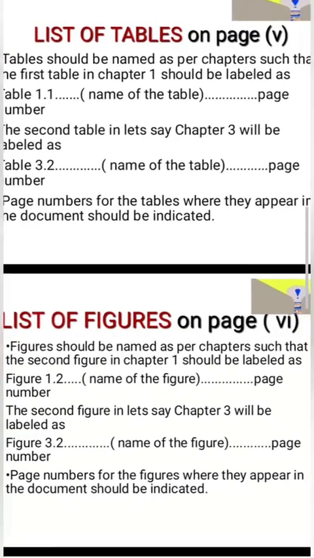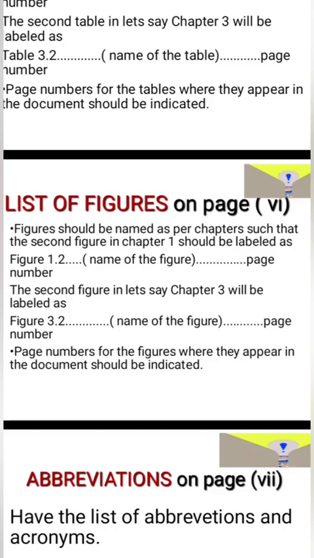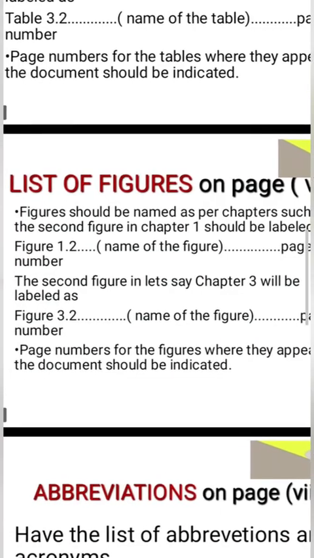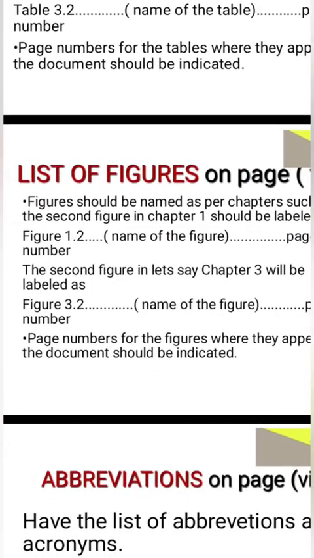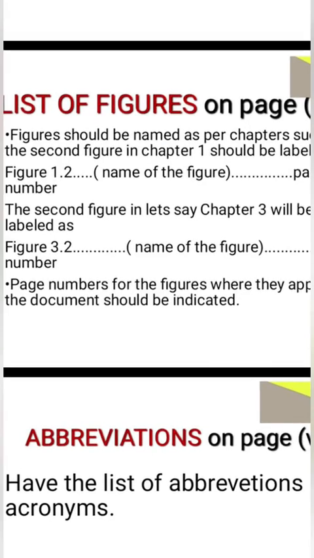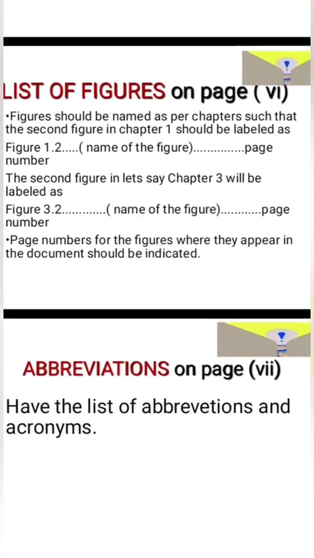Then we have page number 6 of our Roman, that is on our preliminary pages. This one normally shows the list of figures that you used in the whole document, such that if we have figure number 2 in chapter number 1, we can label it as figure 1.2, the name of the figure and the page number where we can find it in our project. Then the second figure, let's say in chapter 3, should be labeled as figure 3.2, the name of the figure and then the page number where we can find it.